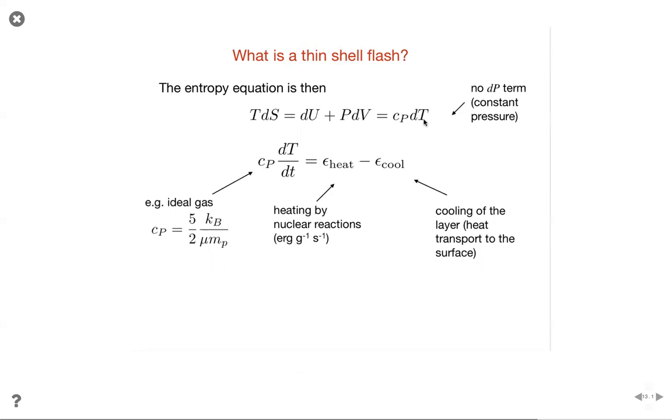in seeing how temperature actually changes during the thermonuclear ignition. The rate of change of temperature is determined by the thermal energy source and sink. The source is provided by the heating source, which in this case is nuclear reactions during the explosion, and the energy sink is provided by cooling in the layer, heat transport to the surface.